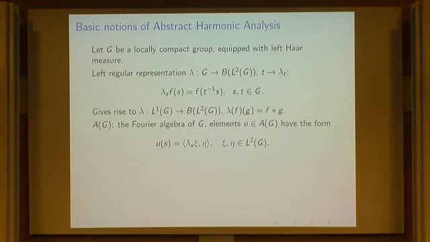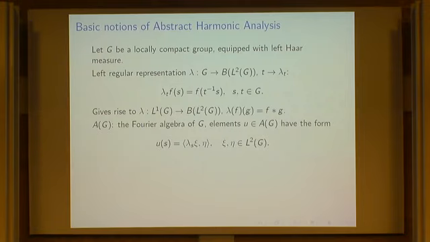So what is the Fourier algebra of G? In the case the group is abelian, then you take L1 of the dual group, and then you take Fourier transforms, and you obtain the Fourier algebra. This is the space of all the Fourier transforms of L1 functions. So that's the Fourier algebra.